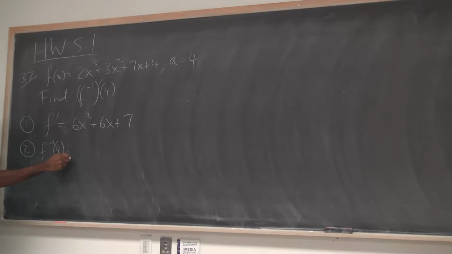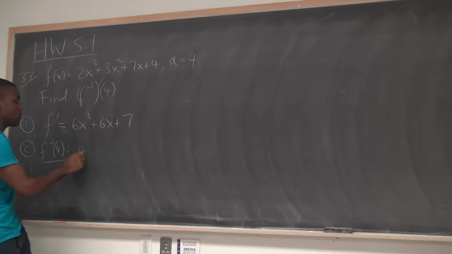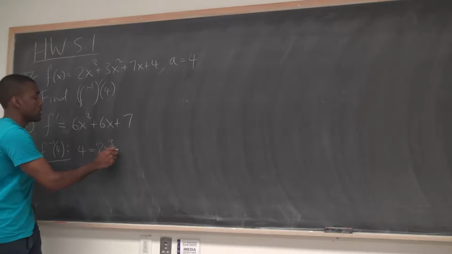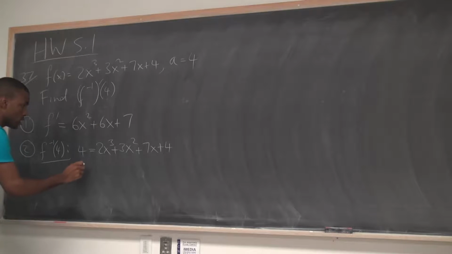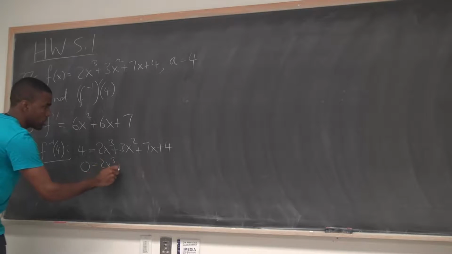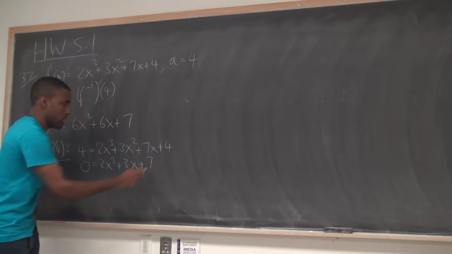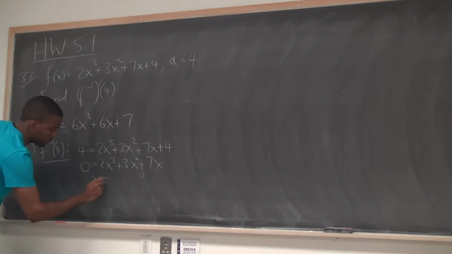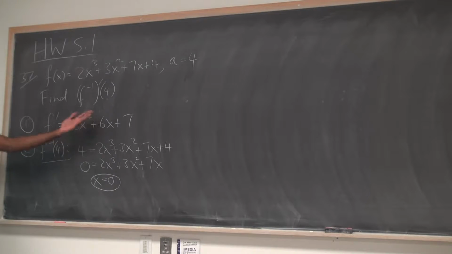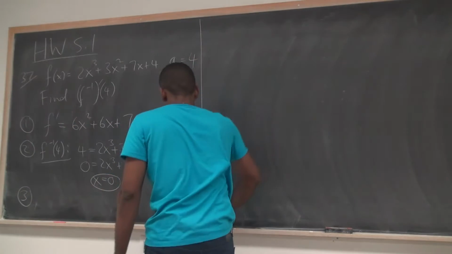Find the inverse at 4, which will mean we need to set 4 equal to 2x cubed plus 3x squared plus 7x plus 4, which in other words, 0 is equal to 2x cubed plus 3x squared plus 7x. So what's the solution here? x equals 0, that's the obvious one. It's a cubic, so we know it's 1 to 1, well, you can check that it's 1 to 1. You factor out the x and then you factor the quadratic.